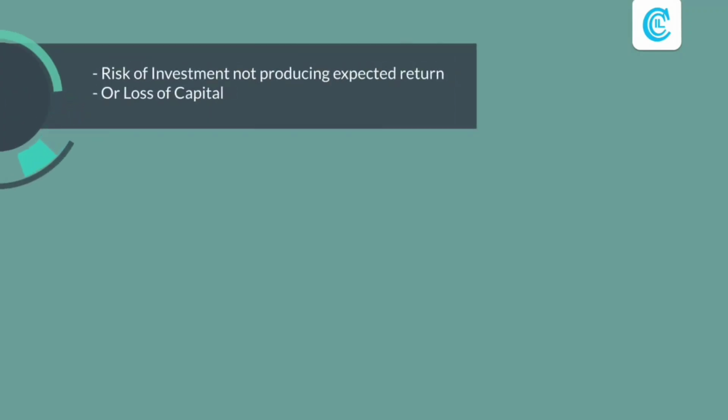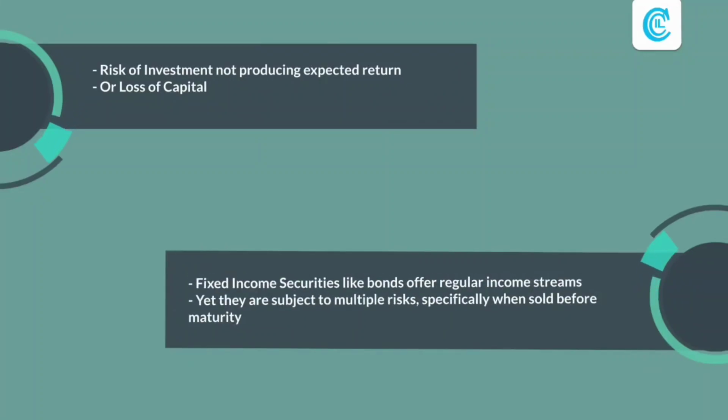In the financial markets, risk refers to the possibility that an investment will not produce the expected return or that it may even result in a loss of capital. While fixed income securities like bonds are considered to be relatively safer instruments on account of the regular income streams they offer, these instruments are also subject to multiple risks, specifically when sold prior to maturity.